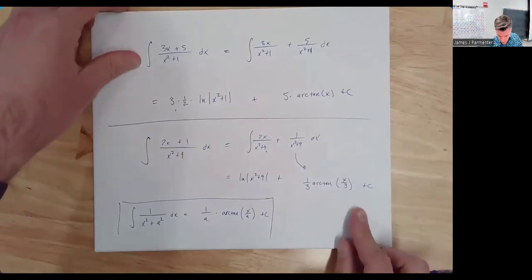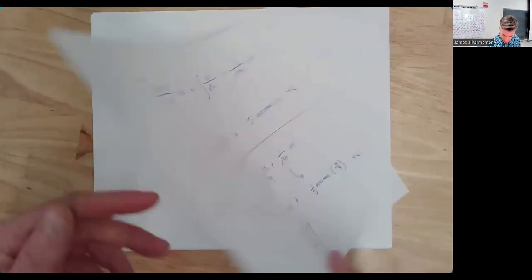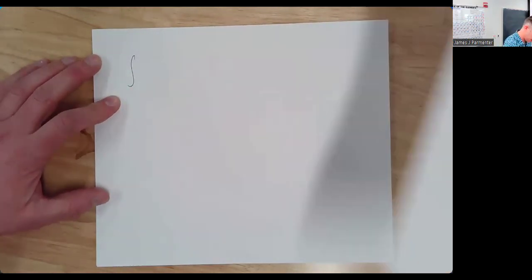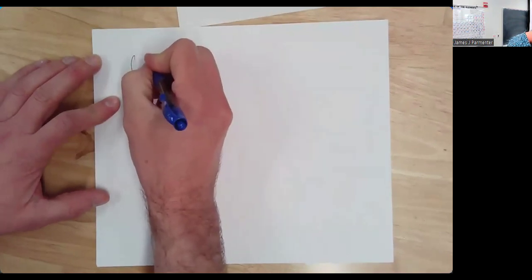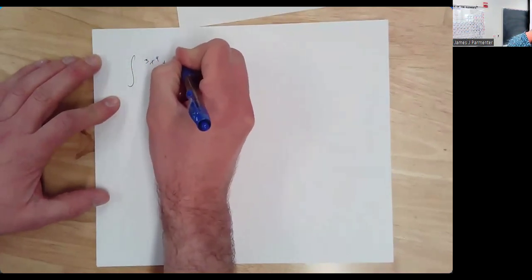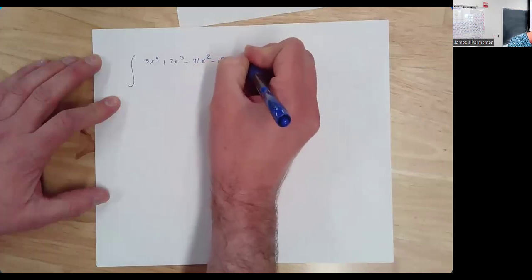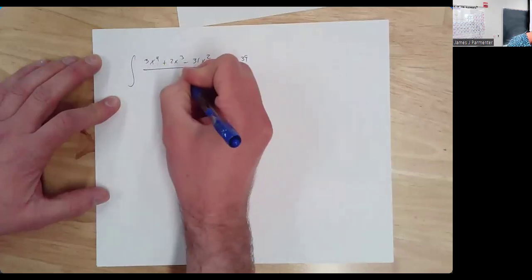Okay, one more thing, because there is one more thing we need to talk about here. Let's make it truly heinous. So let's say that someone gave you something ridiculous like the integral of, let me make sure I copied this down correctly here, 3x to the 4th plus 2x cubed minus 31x squared minus 18x plus 39 divided by x squared minus 9.